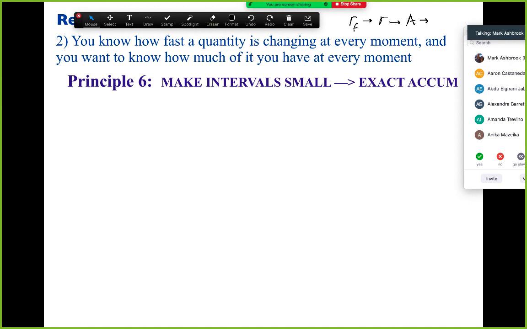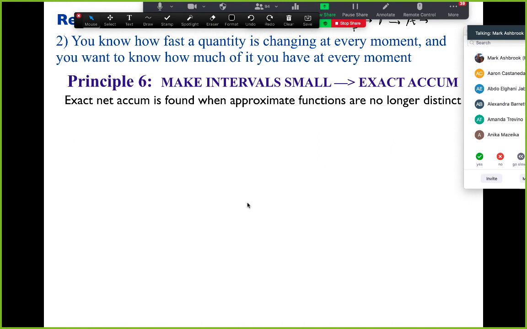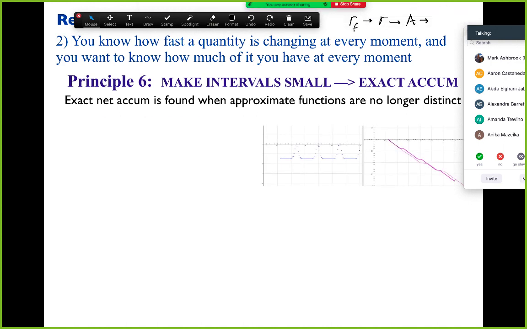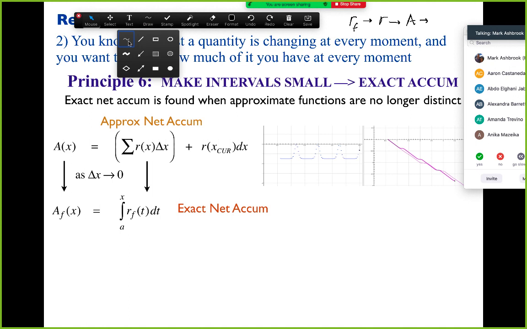Yeah, so by making the intervals small, and we said small enough, you make them smaller and smaller until there's no difference anymore. Making it smaller won't make a difference. And so then the approximate net accumulation function, as delta x gets really small, gets close to 0, our approximate becomes exact, and this sum notation becomes integral notation. So that's A sub F, exact net accumulation.